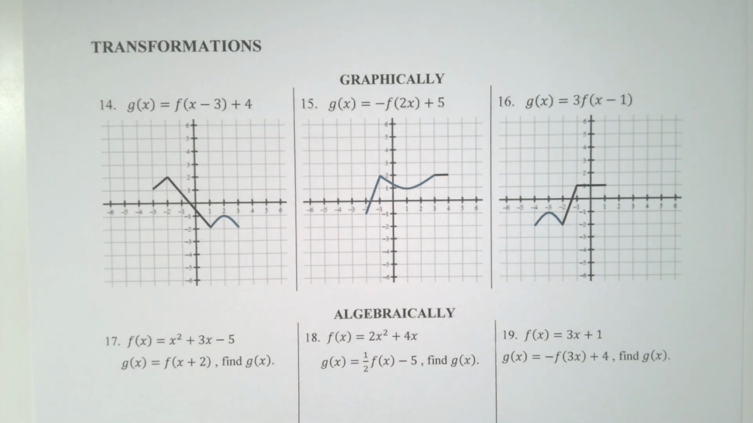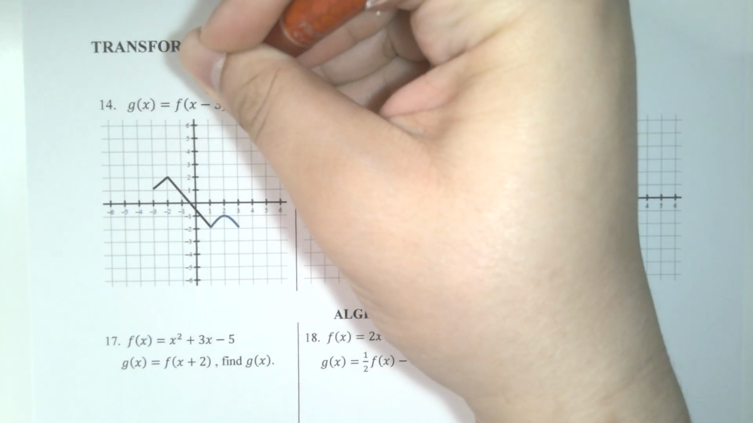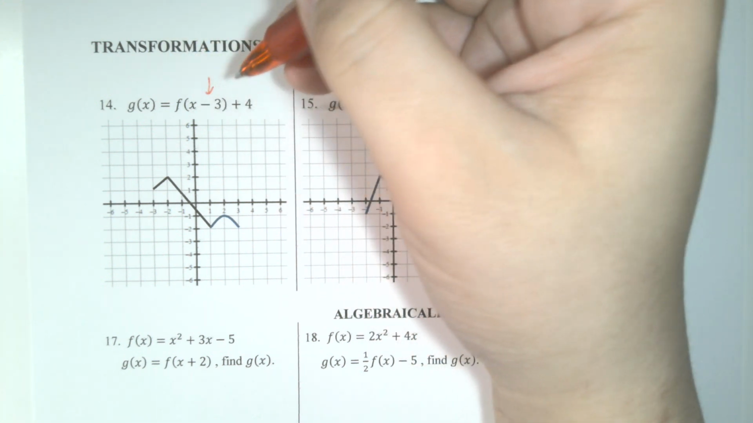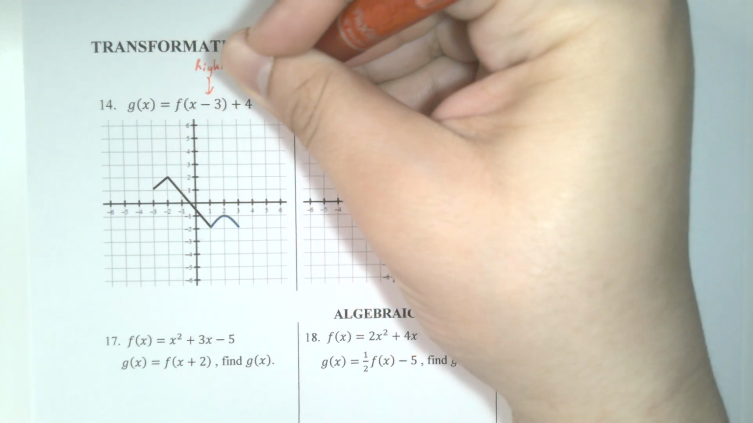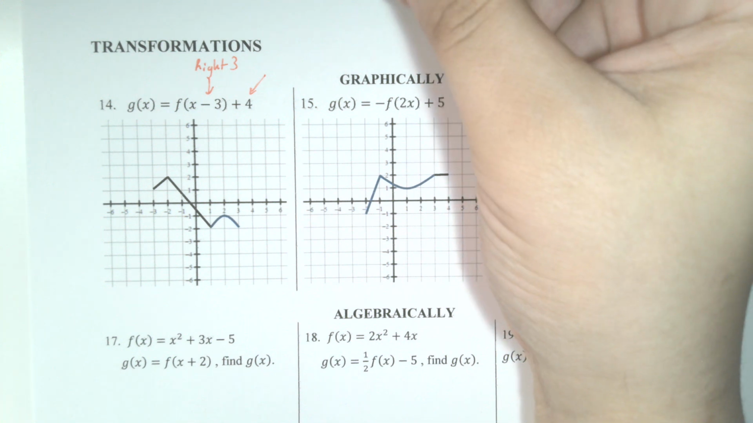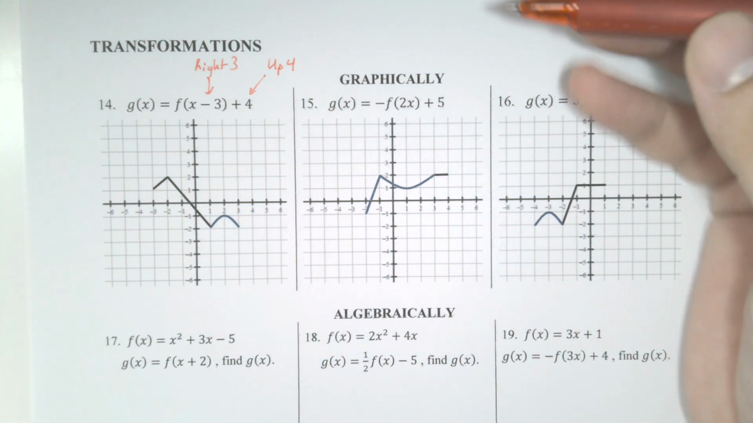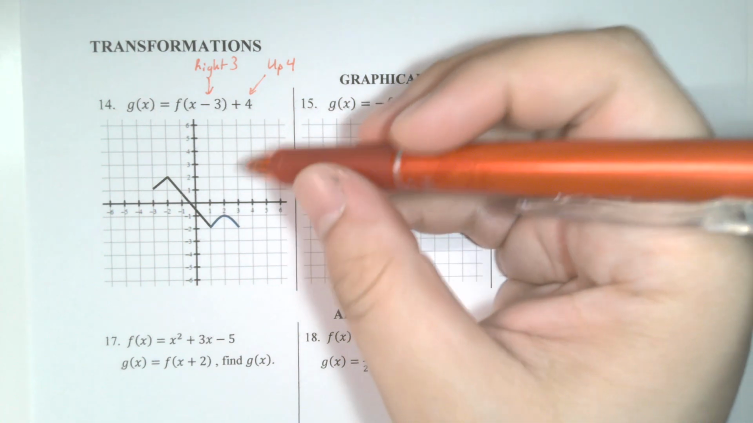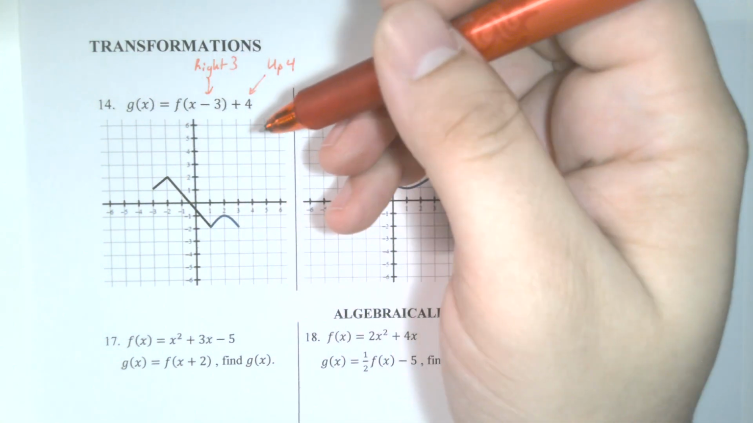Now, what about transformations? So transformations on these functions, we're going to do these graphically first. So we've got to remember, what are these transformations doing? So minus 3 inside of our parentheses here is going to be right 3. And plus 4 on the outside of our parentheses here is going to be up 4. So let's just move this function right 3, and then up 4. So all of our points are going to go right 3 and up 4.